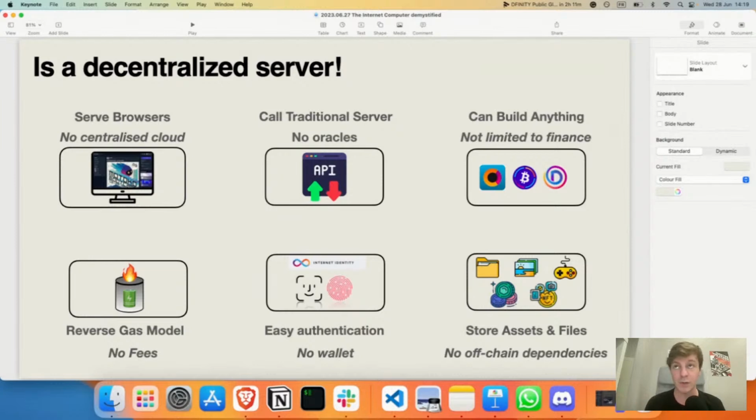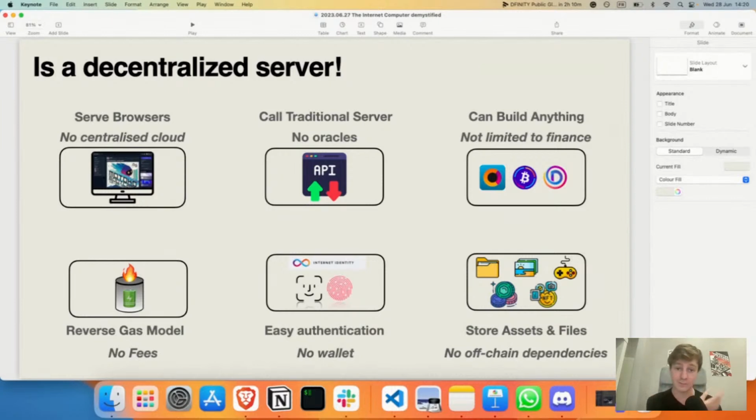One other very interesting thing about the fact that you can call a traditional server is that you can, for instance, control a physical object within your canister. I think this is a really interesting property. That would mean, for example, being able to manage a car, maybe a little robot, a little drone from within a canister, so from a decentralized perspective.